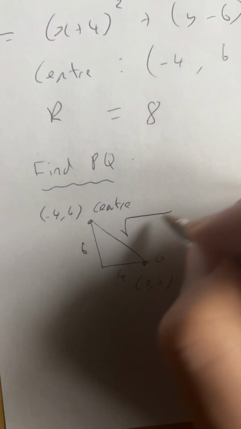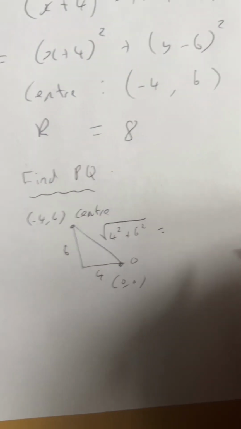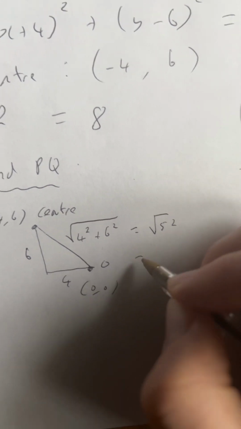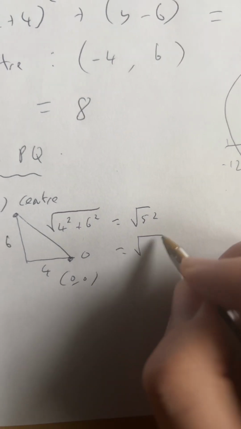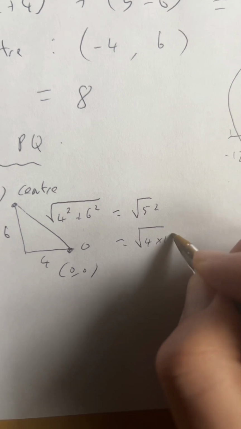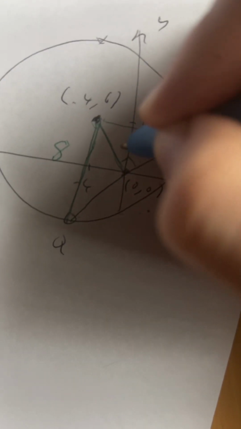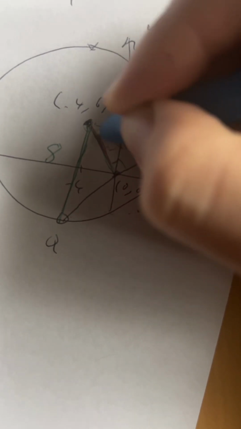So this length here is going to be the square root of 4 squared plus 6 squared. So 16 plus 36, that's root 52. And then I guess we'll just write this as a simplified surd. So root 52 is the same as root 4 times root 13. So it looks like it's going to be 2 root 13. So now we know that this length here must be 2 root 13. So I'll do this in red now, this red length there.